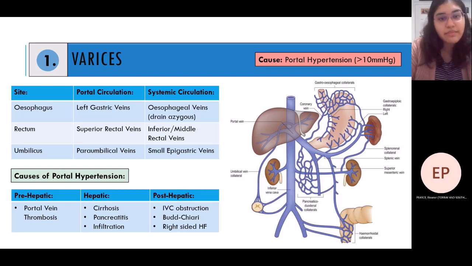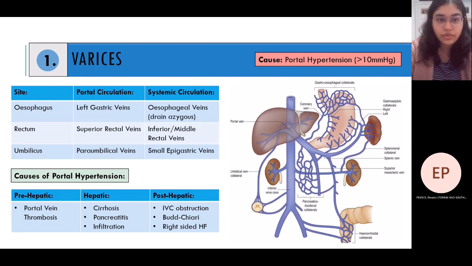So I've listed the three main areas of portosystemic shunting, most commonly in the esophagus, but it can also happen in the rectum or even in the umbilicus. And so these are often key sites of bleeding for patients with liver cirrhosis.